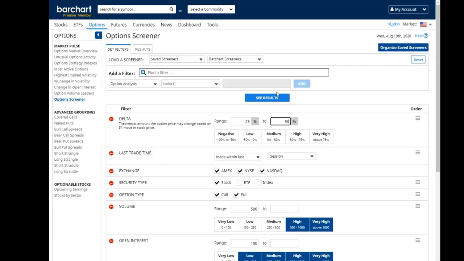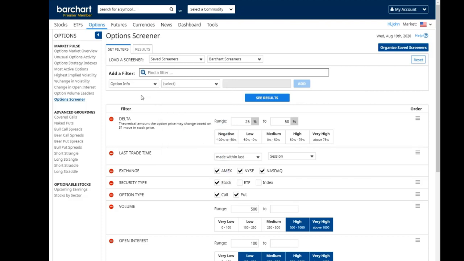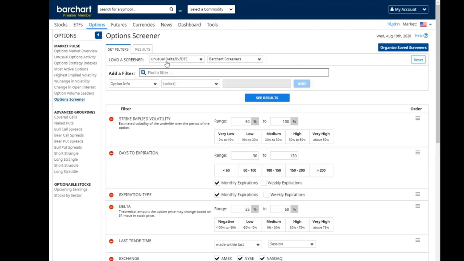And then I would look at the results. So I could add option information, right? I could look at my days to expiration, I could look at my volatility. I want to make sure that my volatility is right. So what I've done is I've created a screener already, and here it is, called the unusual delta IV, volatility, and days to expiration.